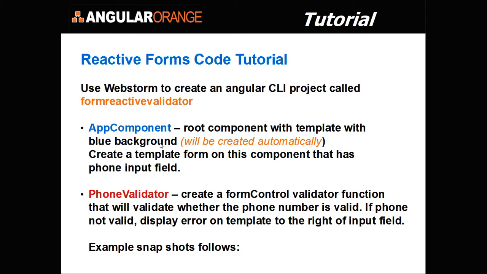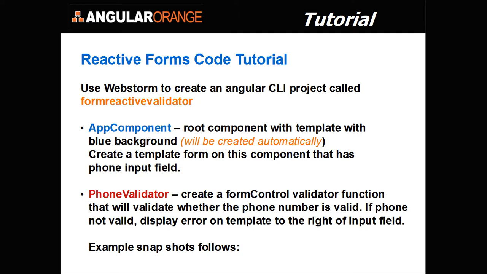Basically, with this tutorial, we're going to create a project called Form Reactive Validator, and we're going to have an app component which we'll color with a blue background. It will create a template form on the component that has a phone input field, and then we'll also create a phone validator. We're going to create a function that will validate whether the phone number is valid. If the phone is not valid, we'll display an error on the template to the right of the input field. And I showed you the snapshot already.